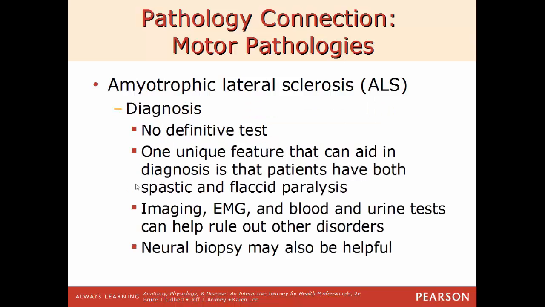Diagnosis: there's no one clear definitive test for ALS. The one unique feature that can aid in diagnosing this condition is that patients will have both spastic and flaccid paralysis. Imaging, EMGs, blood and urine tests are helpful to rule out other possible explanations. A neural biopsy may also be helpful.